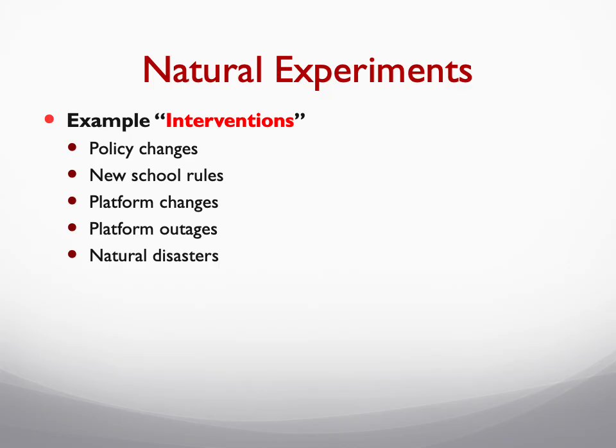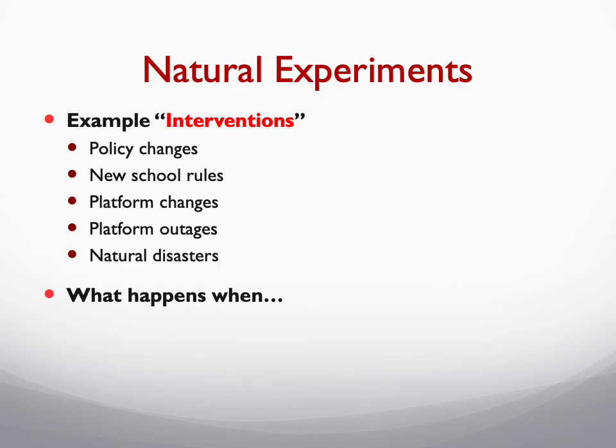Relatedly, things like natural disasters. So if a storm comes through and you lose access to the internet, you lose access to things that you would normally have access to, how does that impact you in the short term relative to when access is restored to those resources, whatever those resources could be?